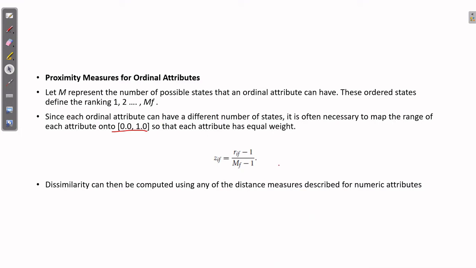So the normalization method used is this. Whatever rank is given, say the rank is 2, you compute 2 minus 1 divided by the maximum minus 1. So this is a normalization. Once this normalization is done, each of the attribute values will be in the range 0 to 1. After that, any dissimilarity can be computed using the distance measures for numeric attributes. It will become similar to that for numeric attributes.